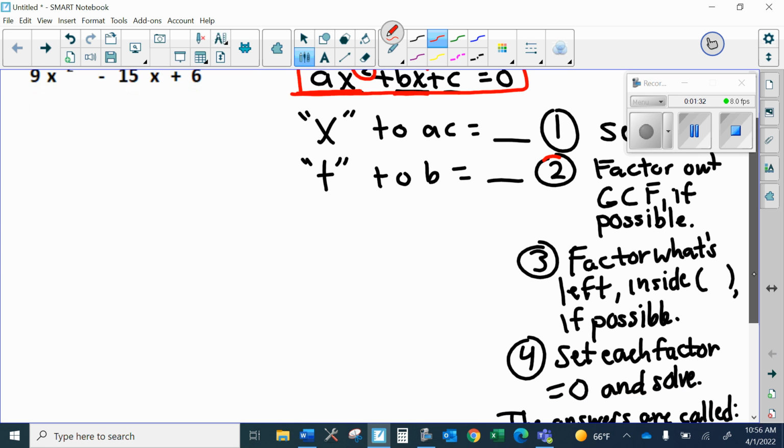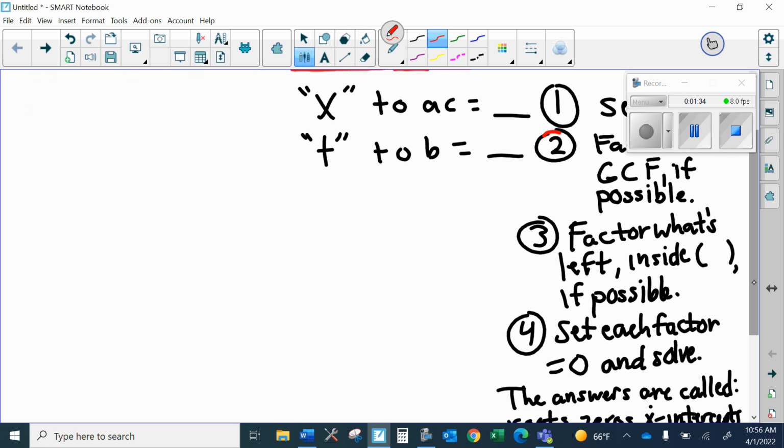Step 3 will be factor what's left inside the parentheses. That's if you factor out a GCF. If there was no GCF to take out, you wouldn't have parentheses. It would just be the whole equation again, the whole polynomial expression, quadratic expression. And you'd factor that if possible.